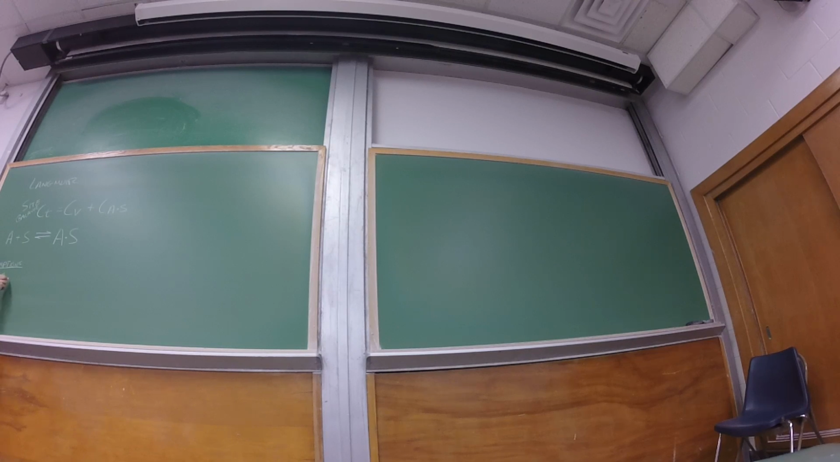So 1 site per adsorbate. Or maybe I should actually write that a little bit differently. 1 adsorbate per site. And that's reflected in this site balance, right?